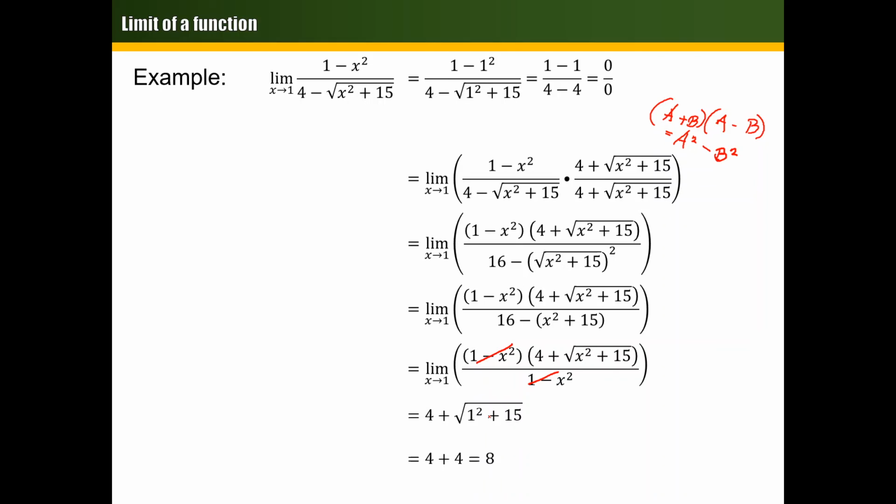Next time, pag-aaralan natin what happens when ang makukuha natin pag nag-evaluate tayo ay hindi na 0 over 0, but a number not equal to 0 over 0. Ano kaya yung limit nun? Abangan sa next na video.